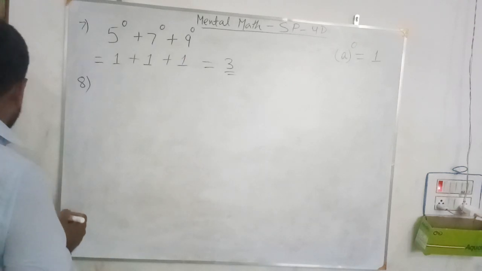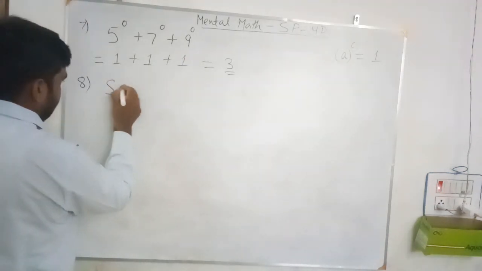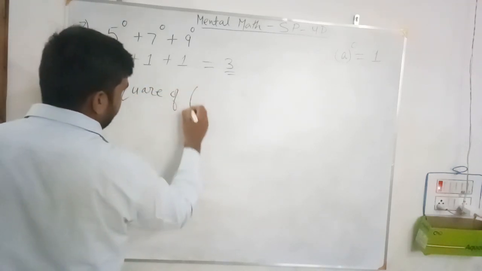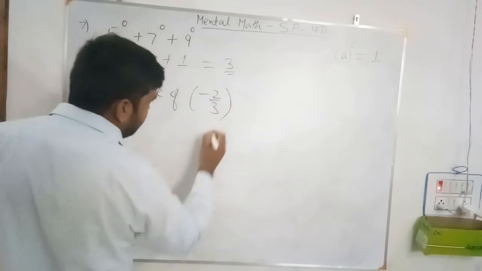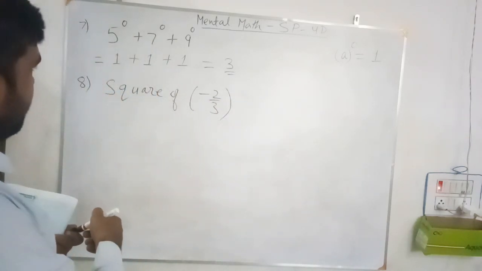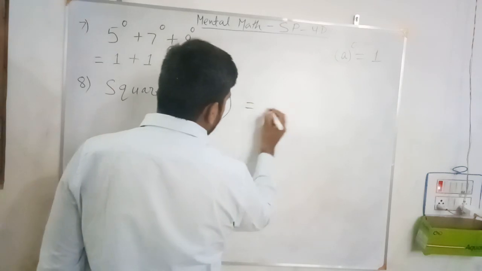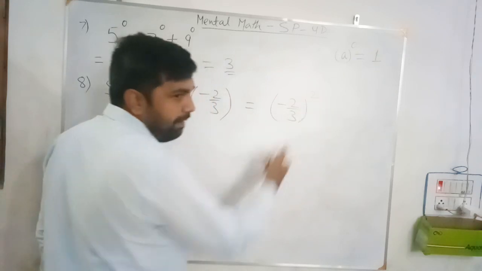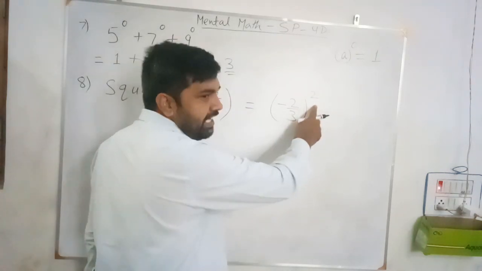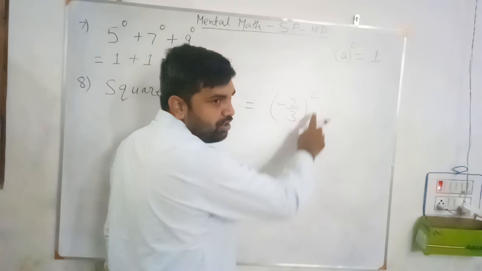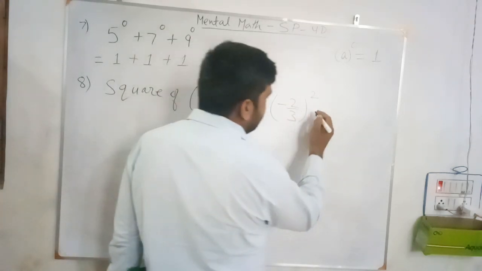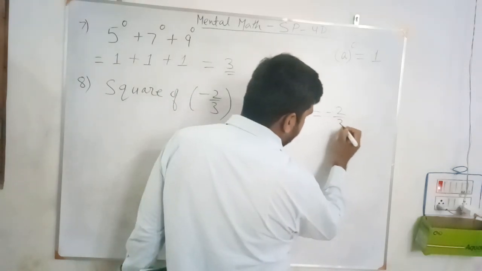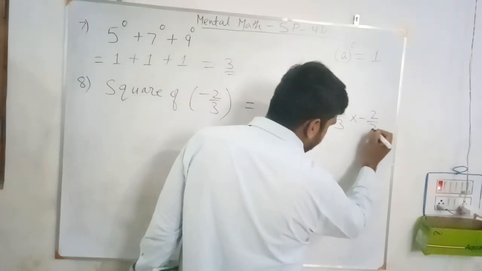Now we do question number 8. Question number 8 is square of minus 2 by 3. Square means to the power 2. Square of minus 2 by 3 is equal to minus 2 by 3 raised to the power 2. If the power in any exponent is 2, it is called square. Square means multiply this base by itself 2 times. So minus 2 by 3 multiply minus 2 by 3.